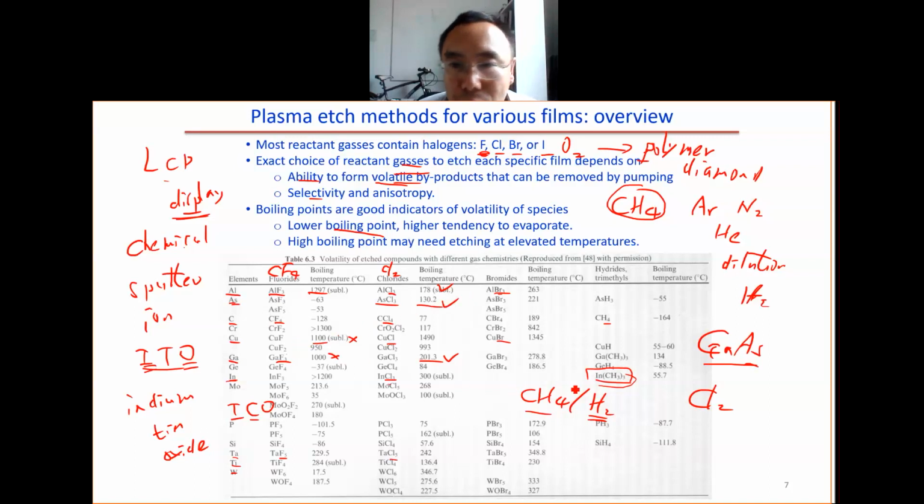Another material is indium phosphide. Indium phosphide can be etched away by methane gas, and it can also be etched away by chlorine gas. The same for the ITO. ITO can also be etched away by chlorine gas. The etching rate is faster, but the other gas maybe has higher selectivity and is more gentle.